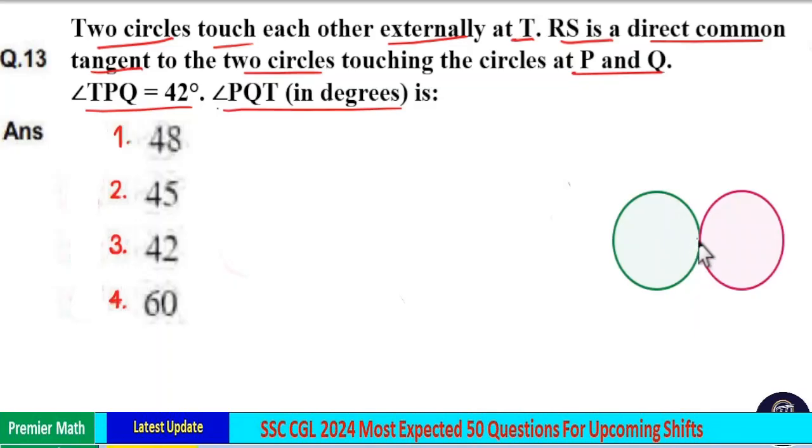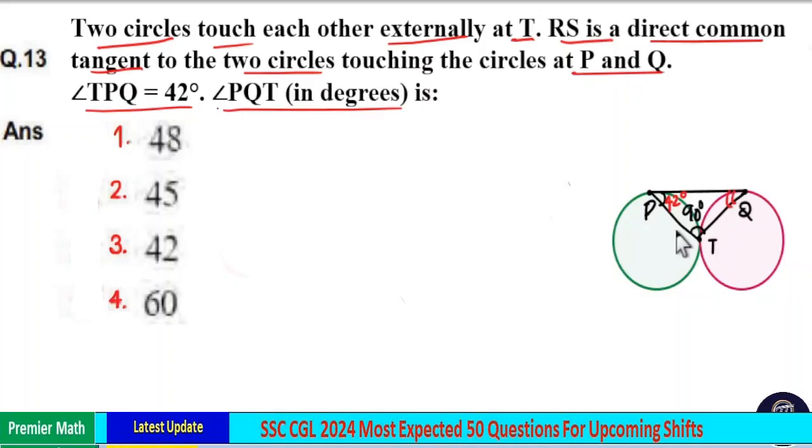Here, these two circles meet externally at point T. Now, there is a direct common tangent meeting the circles at P and Q. Now, this is the common tangent. This common tangent subtends an angle of 90 degrees at the external point where the two circles meet. Now, the question already says this angle is equal to 42 degrees.